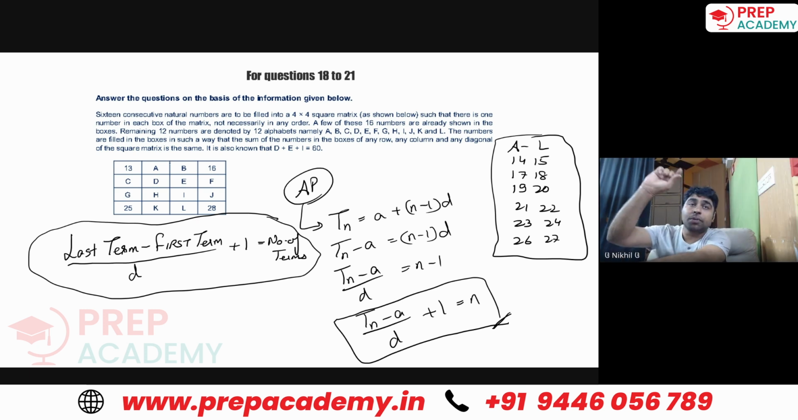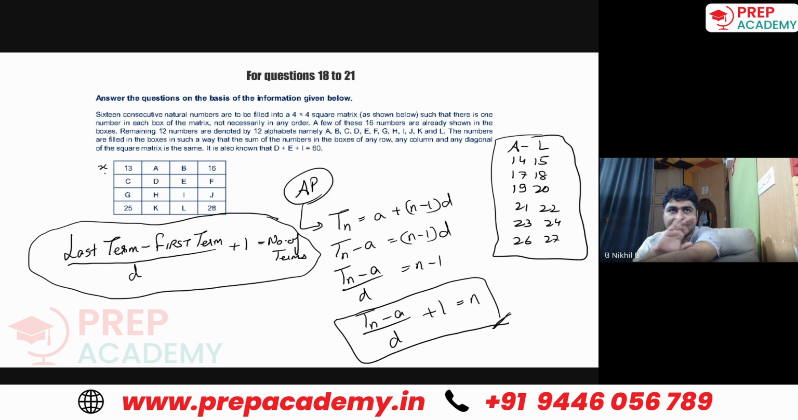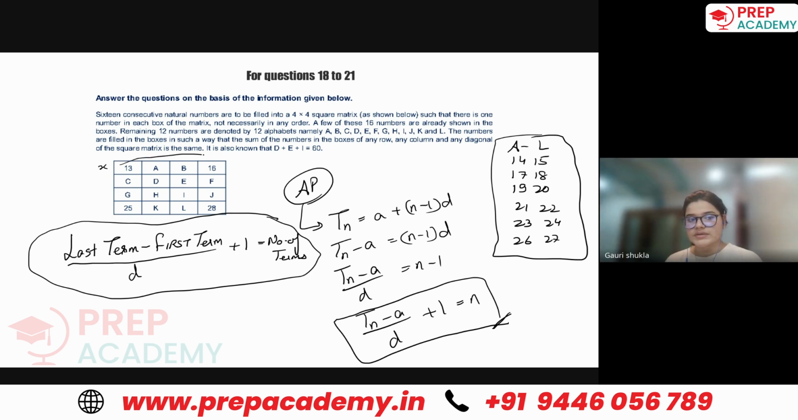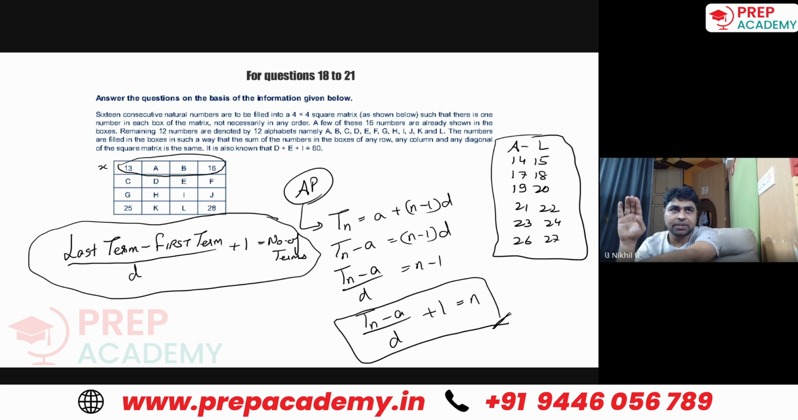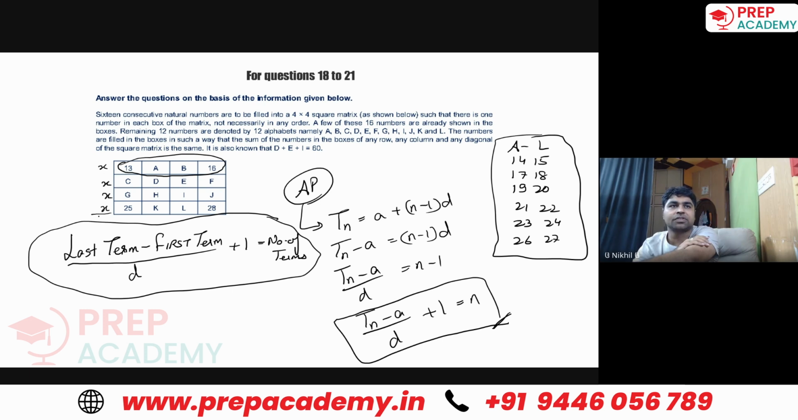But what would be the relation between each one of them? The four lines are all equal. They all have the equal sum. So if this summation is x, this summation will also be x. This will also be x. This will also be x. So the summation of these would be 4x.